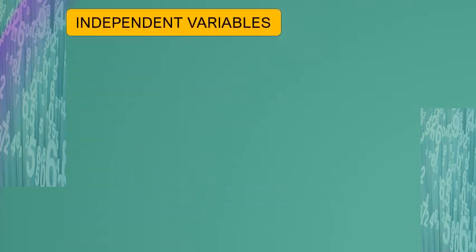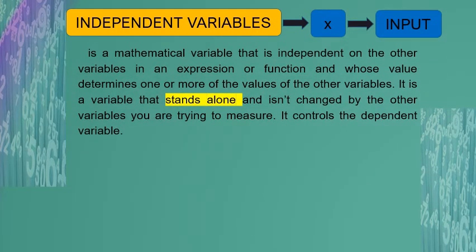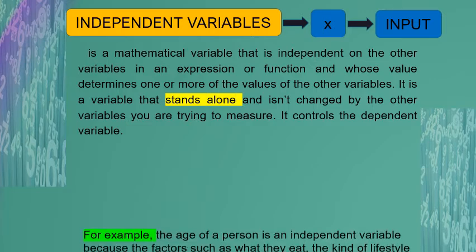The second one is independent variables, or x, or input. It is a mathematical variable that is independent of the other variables in an expression or function and whose value determines one or more of the values of the other variables. It is a variable that stands alone and isn't changed by the other variables you are trying to measure. It controls the dependent variable.